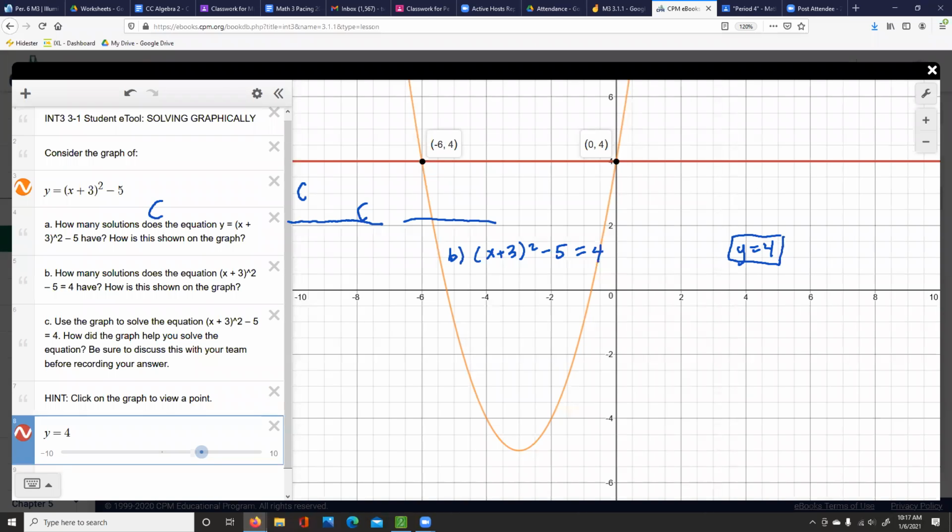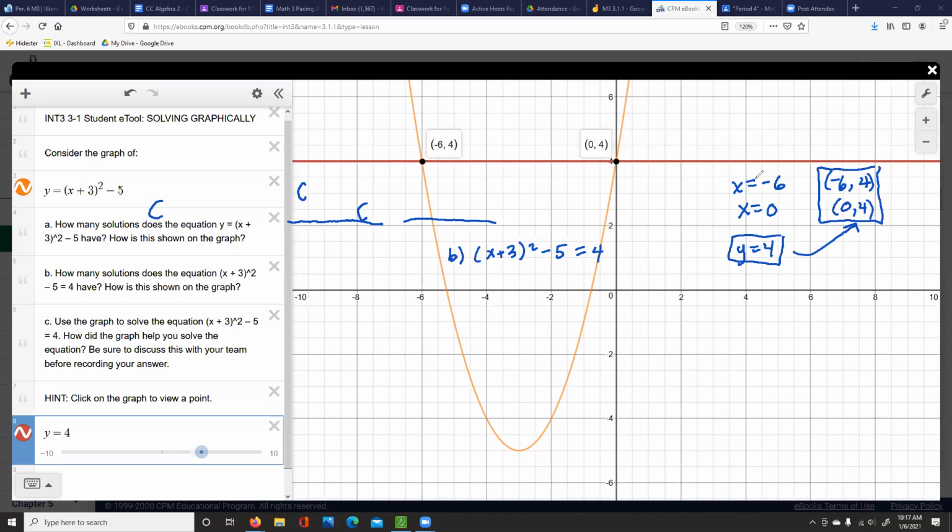Okay, so I'm going to write that on here. X equals -6 and x equals 0, because our 2 points where y equals 4 are (-6, 4) and (0, 4). That's when y equals 4 at both of these points. That makes sense because it's a parabola and it comes down and comes back up. So there are 2 times when y equals 4. Okay, so 2 solutions for this.